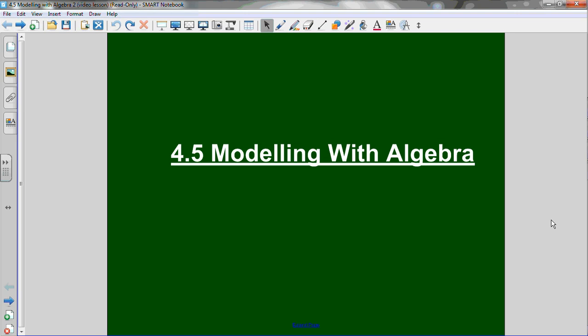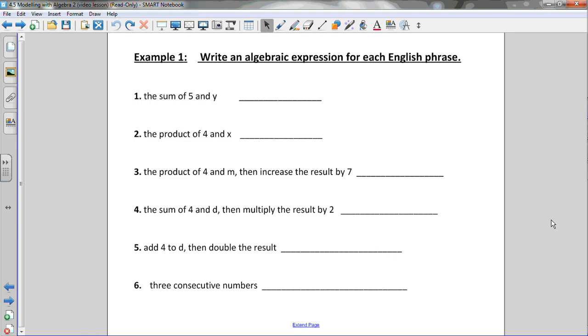Here's a lesson for section 4.5, Modeling with Algebra. In this lesson, we're going to learn how to solve word problems by turning the words into algebraic equations and then solving the equations for the unknown variable. Before we do that, let's make sure we can transform words into algebraic expressions and equations.